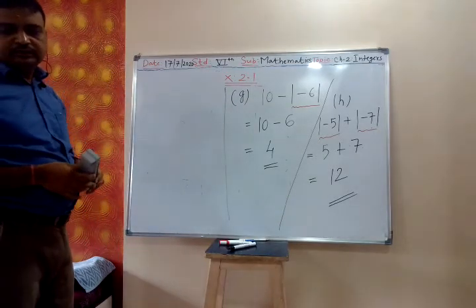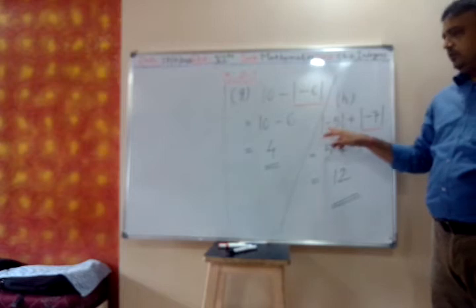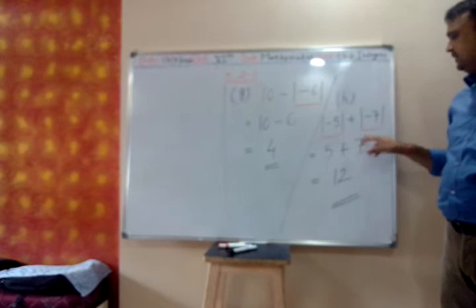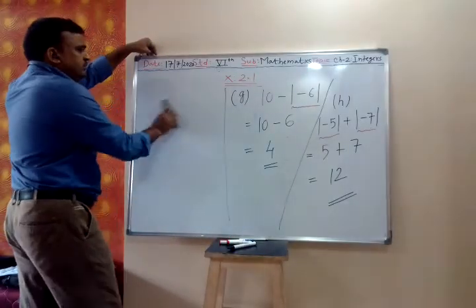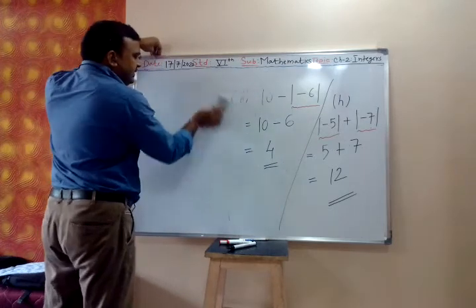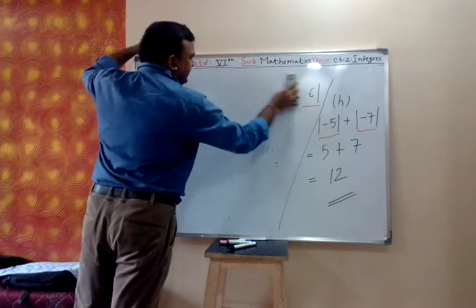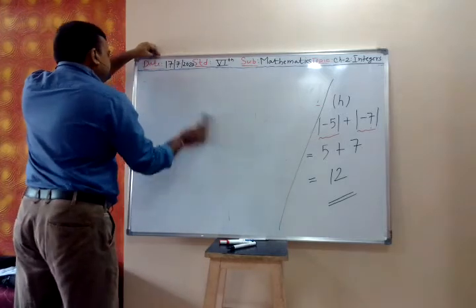Now write this answer. Minus 5, absolute value of minus 5 is plus 5, absolute value of minus 7 is plus 7. 5 plus 7 is plus 12. Absolute value of a negative integer is also with a plus sign. Whether it is a negative integer with minus sign or a positive integer with plus sign, absolute value will always be with a plus sign.